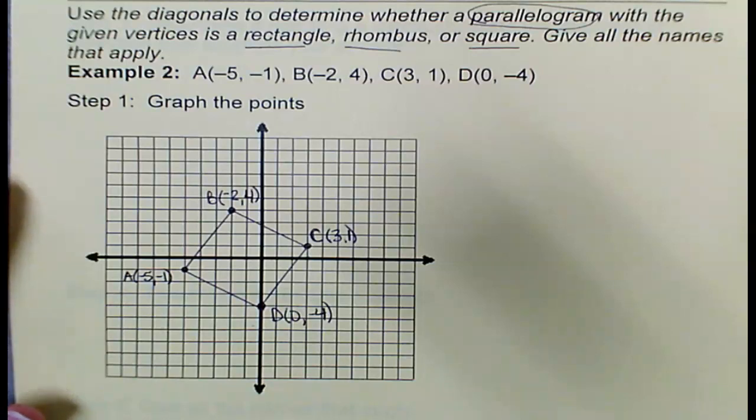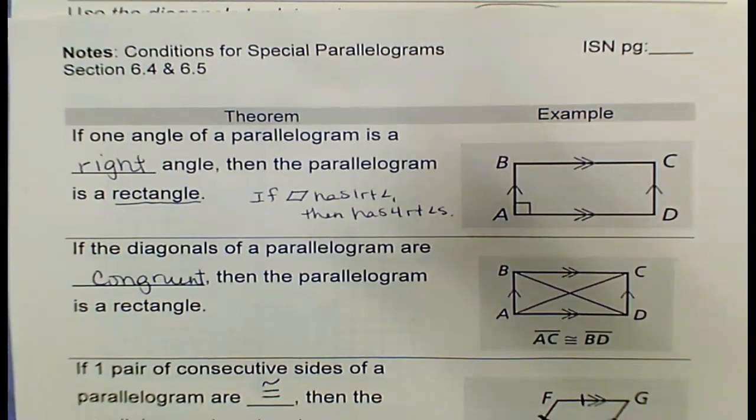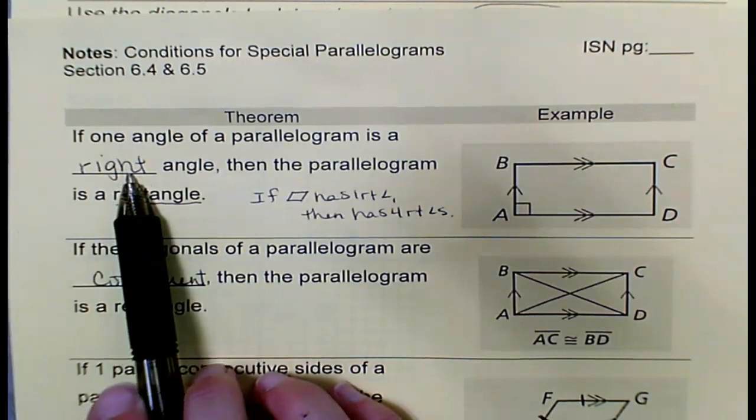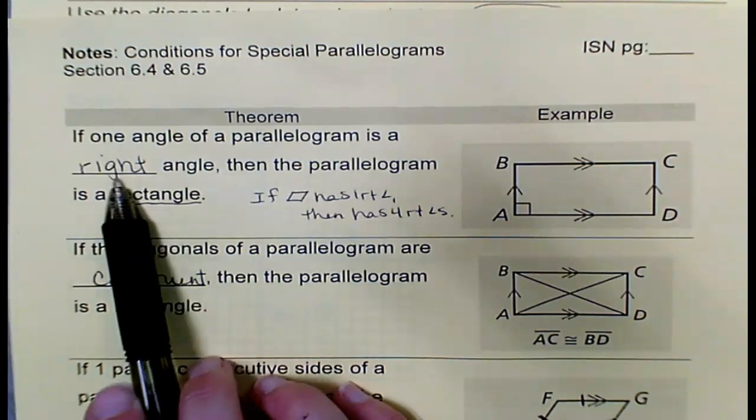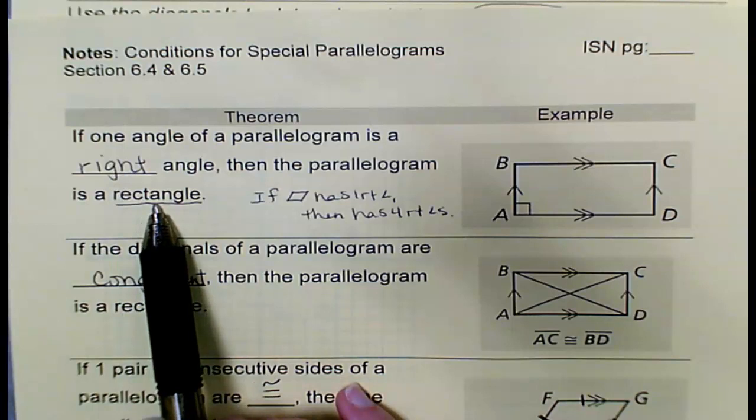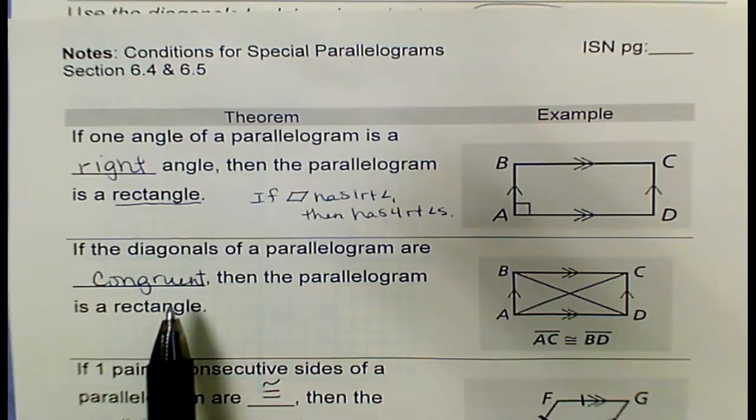So step one, nothing else to do. But now I need to determine if it's each of these. So let's talk about a rectangle. Going back to my first page. In order to show this is a rectangle, I can show that it has one right angle, and then I'll be able to prove it's a rectangle. Or I can show that the diagonals are congruent.